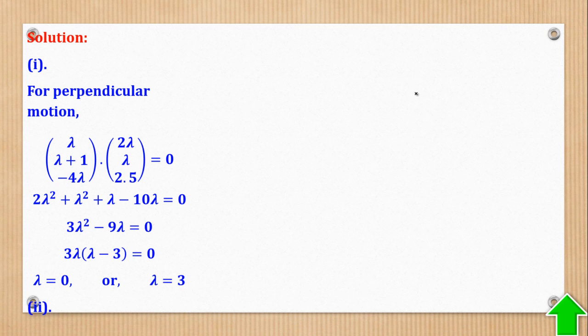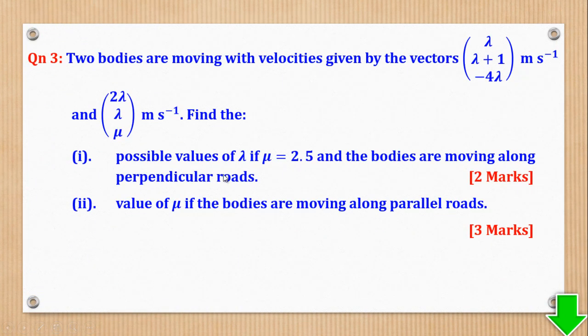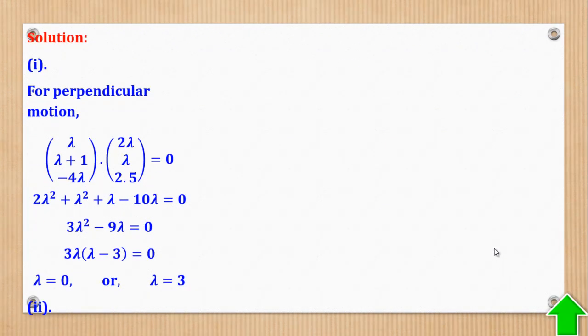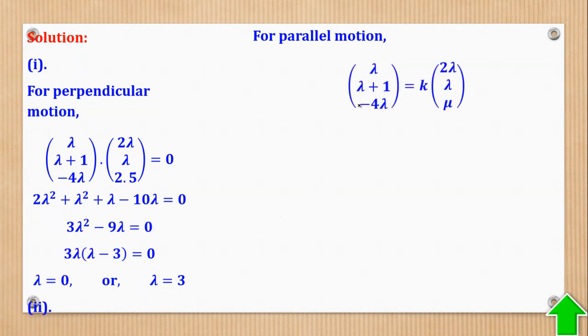Then Question 2, they said find the value of mu if the bodies are moving along parallel roads. So they want you to get the condition for parallel vectors. For parallel vectors, one is a scalar multiple of the other, so k is a constant.